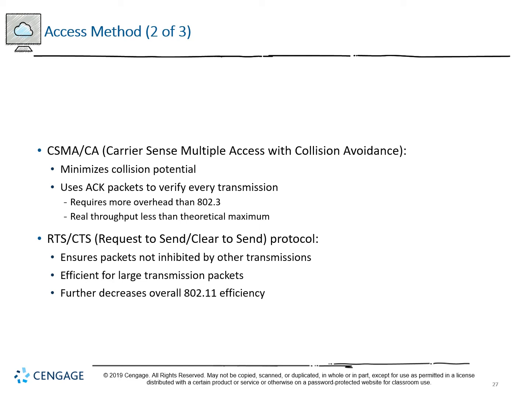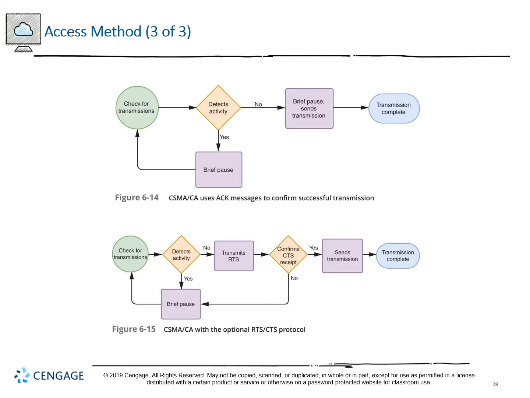The RTS/CTS protocol, request to send and clear to send, is a type of acknowledgement that ensures that packets are not inhibited by other transmissions. It's great for large transmission packets, but it does increase overhead and potential overall loss of efficiency. So it's not always the best, but again, we're just trying to make the best analog we can with wireless transmission. So here we can see CSMA/CA with acknowledgement versus with RTS/CTS.